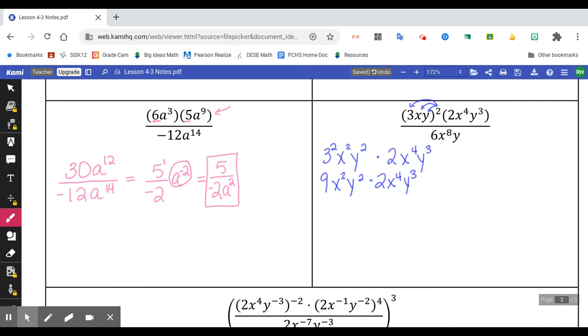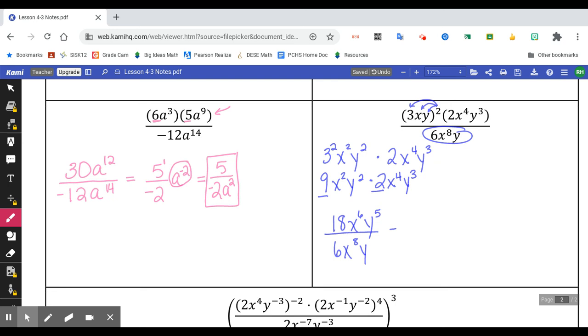Let's go ahead and solve this. I've got 9 times 2, which gives me 18. Adding my exponents because it's multiplication. So I've got x to the sixth, y to the fifth. Now, the bottom comes back into play here. So over 6x to the eighth y.